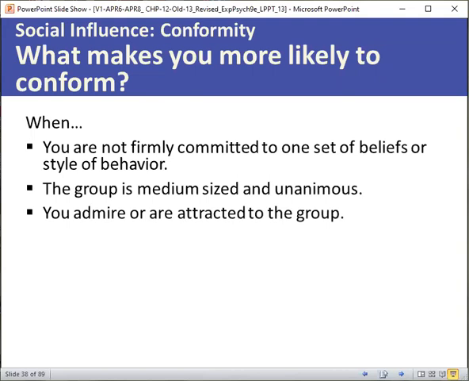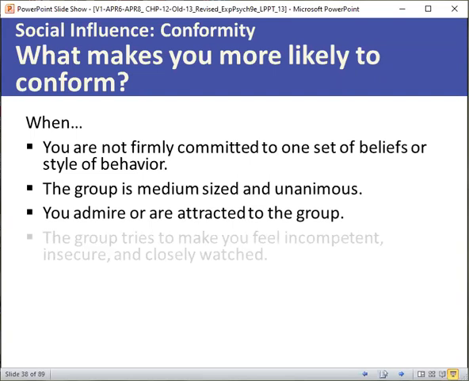You admire or are attracted to the group. So you want to be a member of this group or want to maintain your membership in this group. You're more likely to conform to a mistruth. If you know it's a mistruth, it doesn't really matter to you anymore because it's more important for you to be part of this group you admire or you are attracted to.